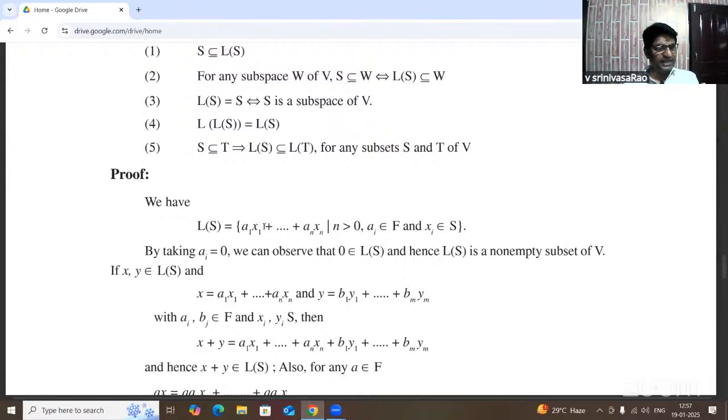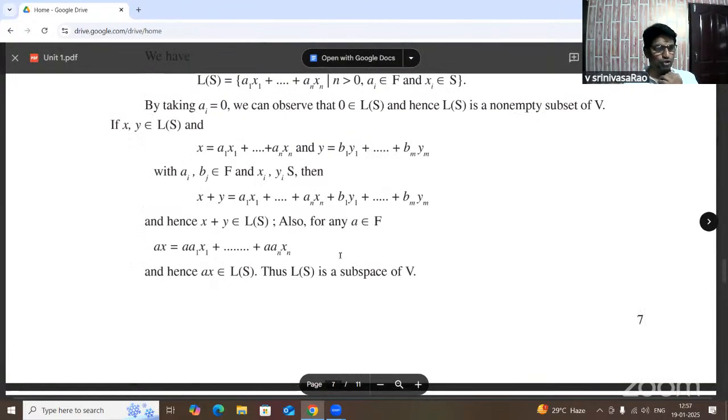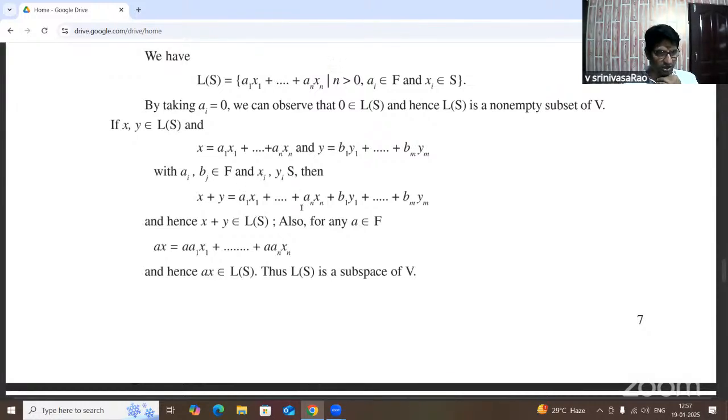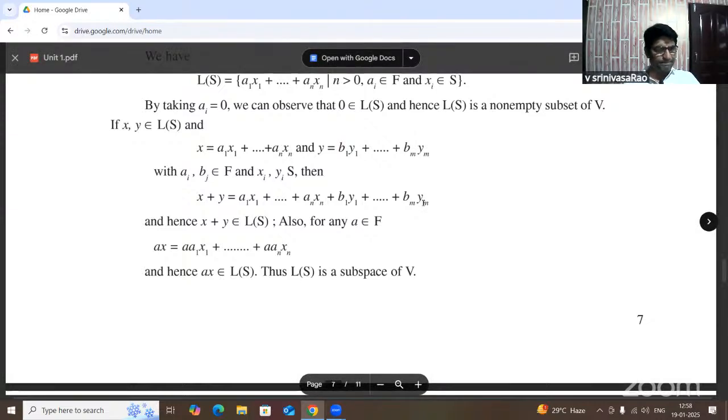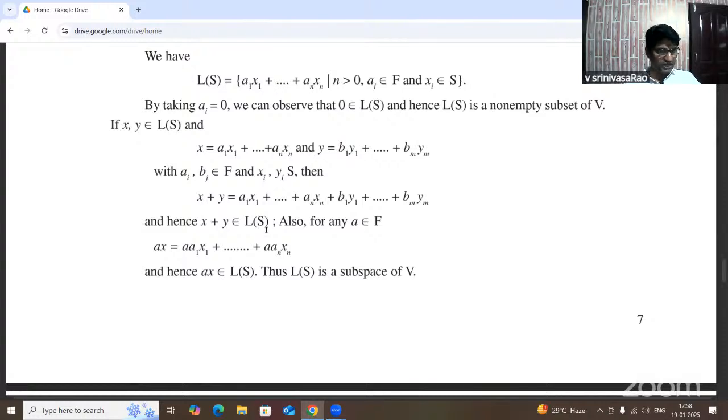Now the subspace condition is that x plus y belongs to W and ax belongs to W. First, under vector addition, to add any two linear combinations of vectors, x plus y, we write a1 x1 plus b1 y1, a2 x2 plus b2 y2, so on an xn plus bm ym. So x plus y belongs to L of S.